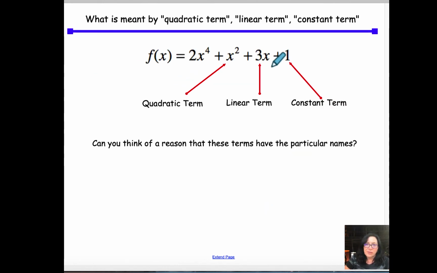So these are just different terms. This is my constant term. We actually went over this before. The linear term, because this is to the 1 power. This is my quadratic term because it's to the 2nd power. And this whole term here, that's a quartic. It's to the 4th power. And this 2 is actually what's called the leading coefficient.